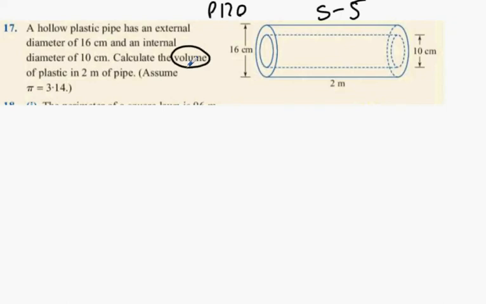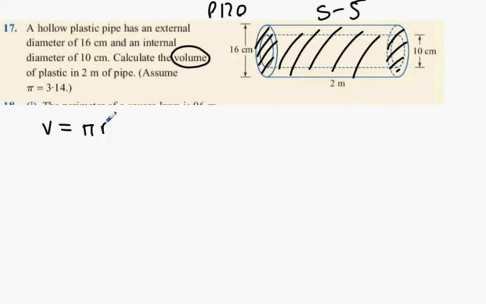Okay, there's the big cylinder which you're going to shade in black. That'd be the volume if it was full. If it had nothing cut out of it, that's what volume it would be. So we're just going to get the volume of the big cylinder first. So it's pi r squared h.